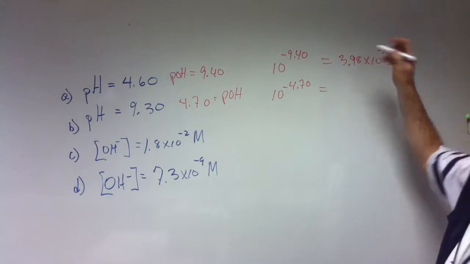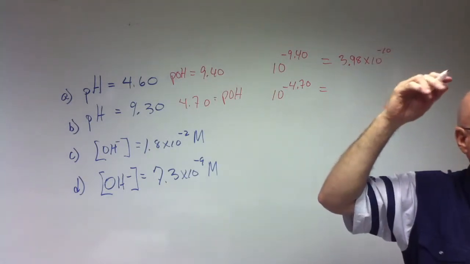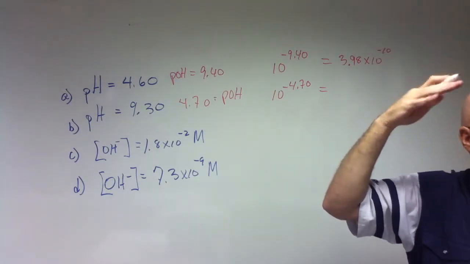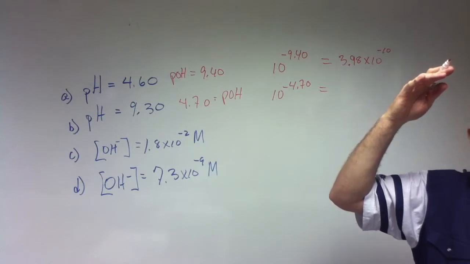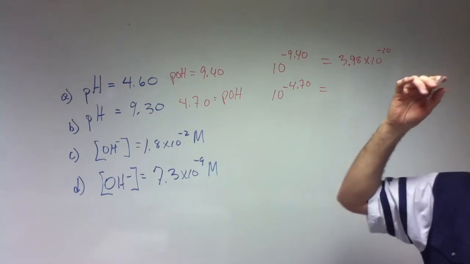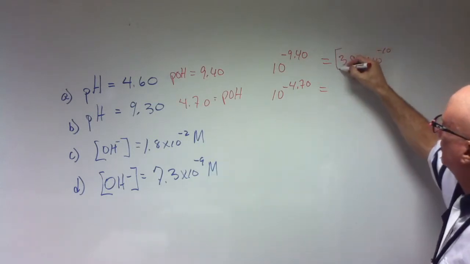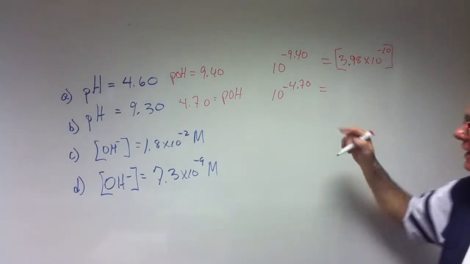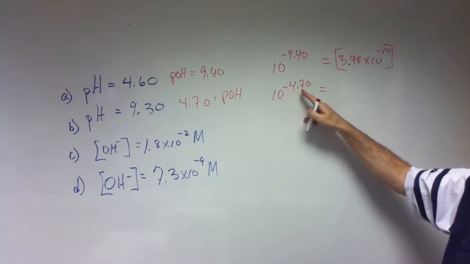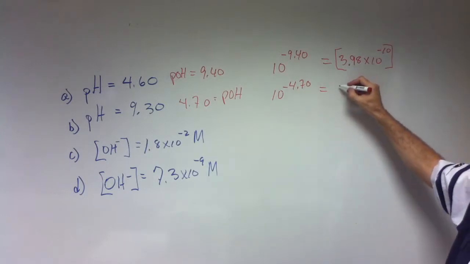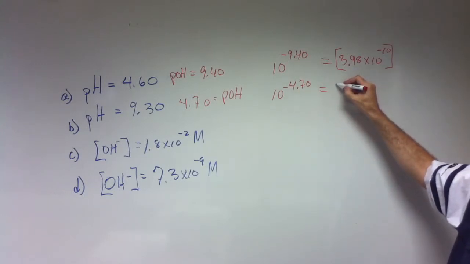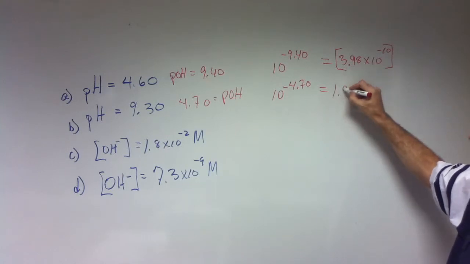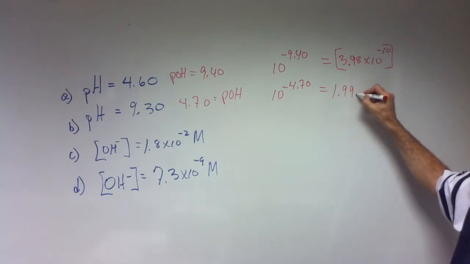Okay, now, what are the unit labels for that? No, the unit labels are molar, right? But how do we represent molarity when we're doing this kind of acid-base chemistry? What do we do, Neve? That's right, we use brackets. Well done, Neve. We use brackets, and those brackets mean molarity. So 10 to the negative 4.7 is going to be 1.99 times 10 to the negative 5.